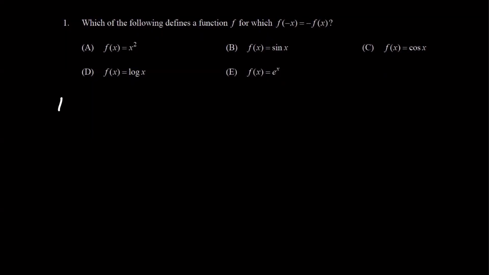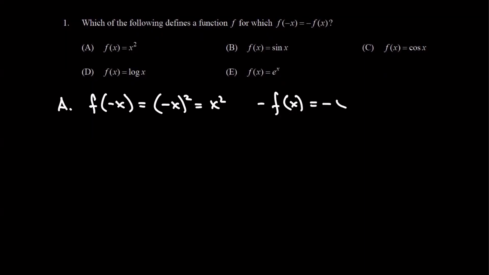So let's go one by one. For A, what is actually f of negative x? We plug in negative x into the functional form here, and this is equal to negative x squared, which is equal to just x squared, because negative 1 squared gives us positive 1. What is negative f of x? That's just negative times x squared. And we can see here that x squared is not equal to negative x squared for all x. So A is not the answer.